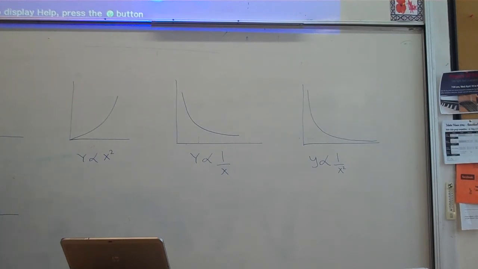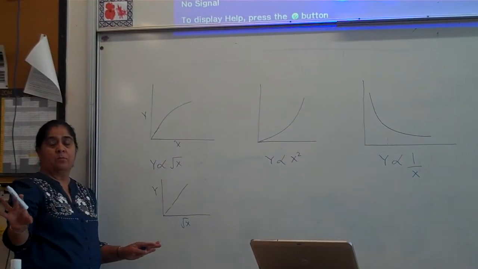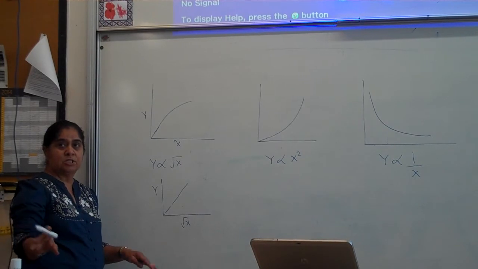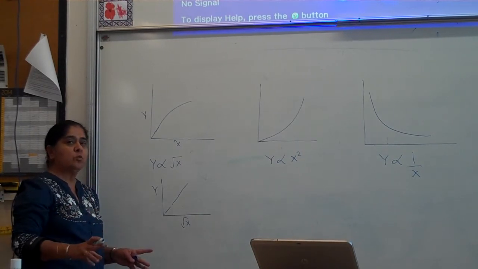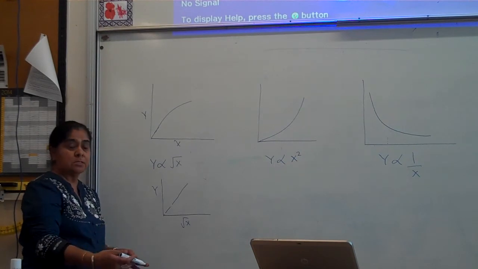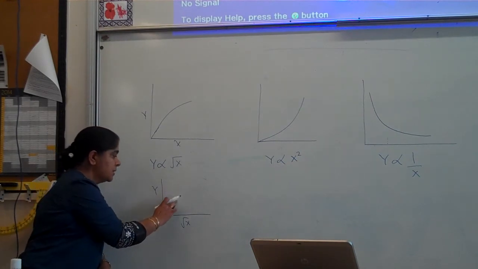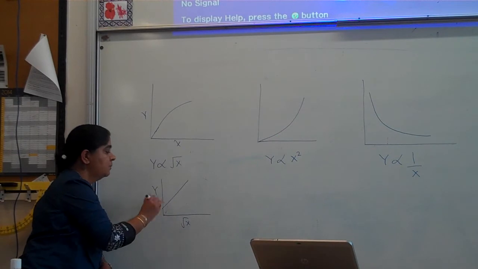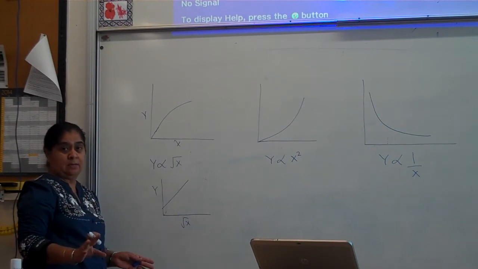I will plot y against square root x, and that should be a straight line. Ideally like this, under the real proper experimental condition. But because when we do experiments there are a lot of inaccuracies and errors involved, there is a possibility the graph might become like this. Do not panic.